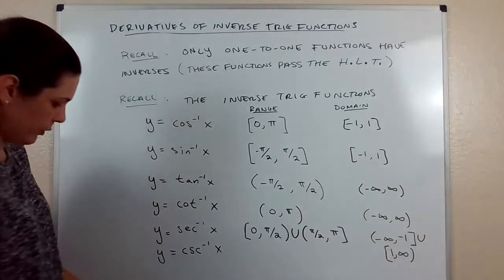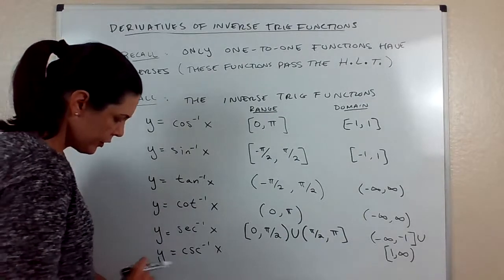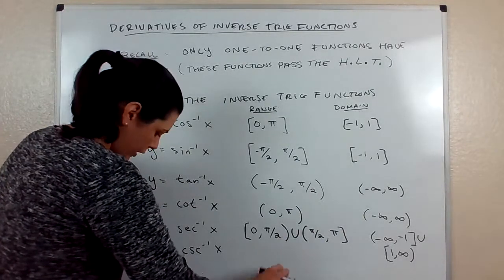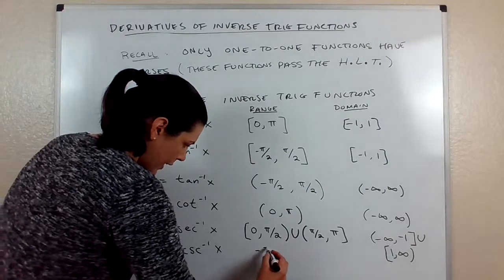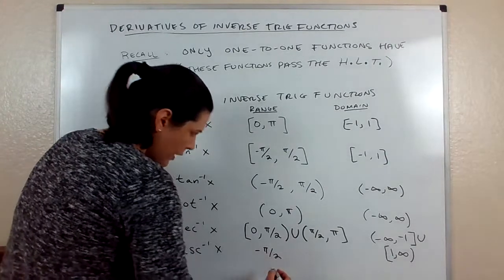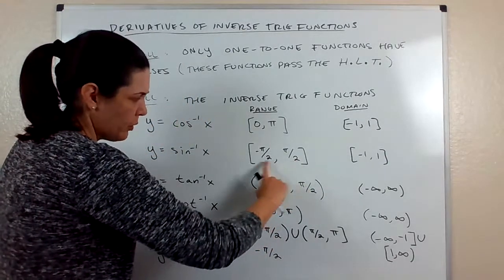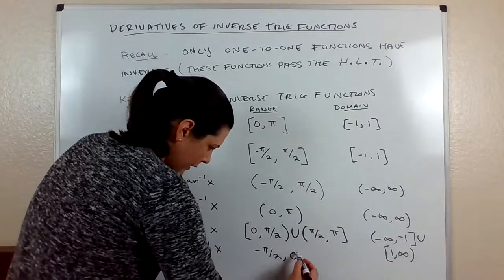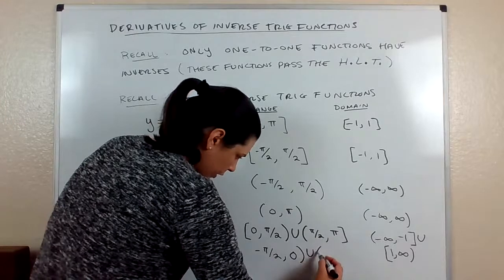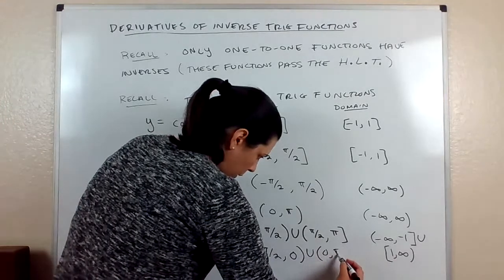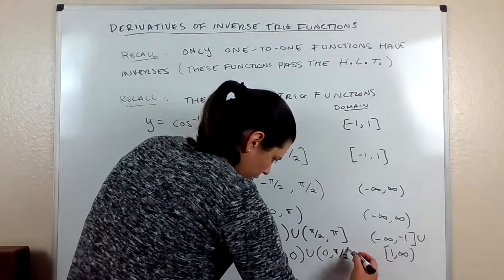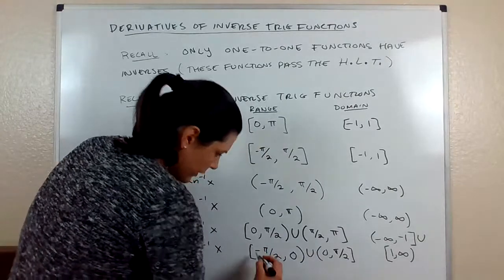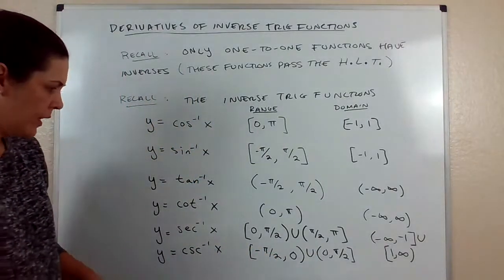And let me squeeze in our last one here. So cosecant inverse, the range on that is from negative pi over 2 to pi over 2, like this one, but we jump over 0. So at 0, we're going to jump over that, union 0 to pi over 2. Okay, so we squeeze that in there.